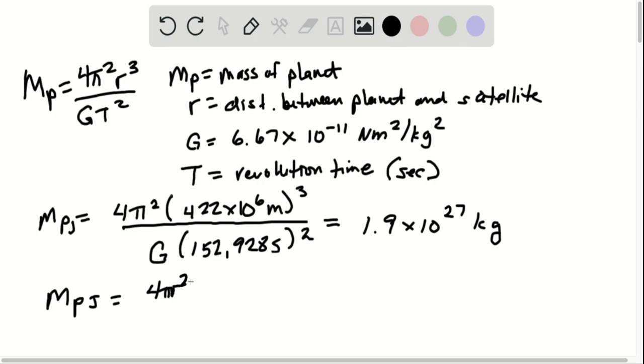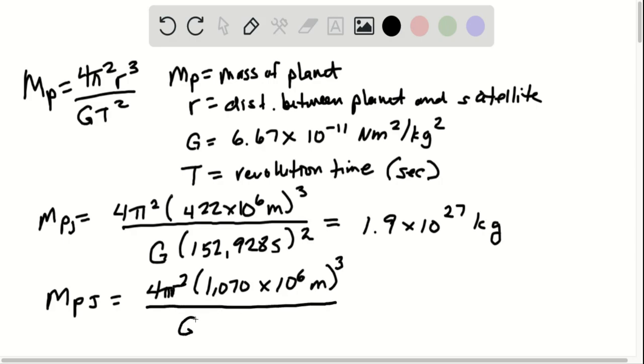of the planet Jupiter. So if you use the data for Ganymede, another one of Jupiter's moons, in which its mean distance is 1,070 times 10 to the 6 meters, you then cube that, and divide that by G times its revolution time squared, which is 618,624 seconds, you will again get 1.9 times 10 to the 27th kilograms.